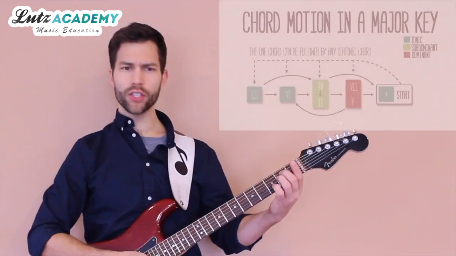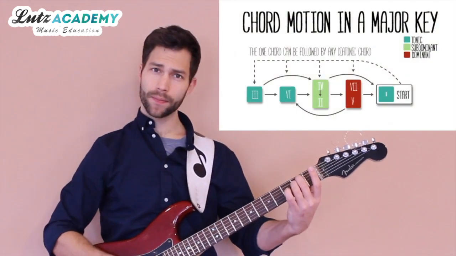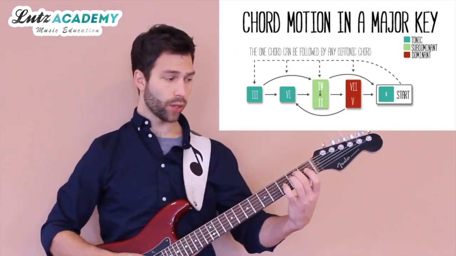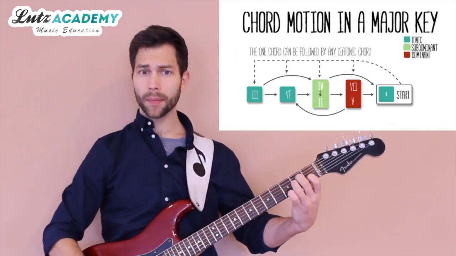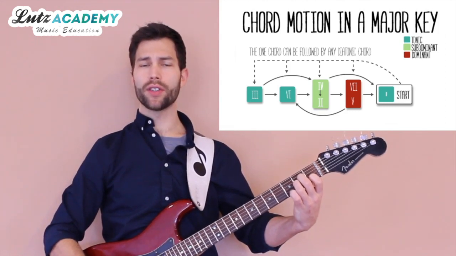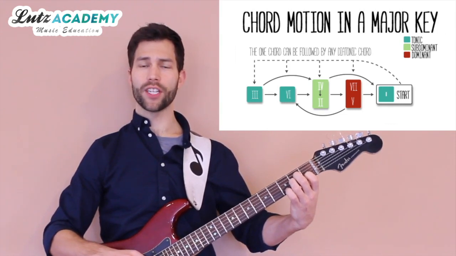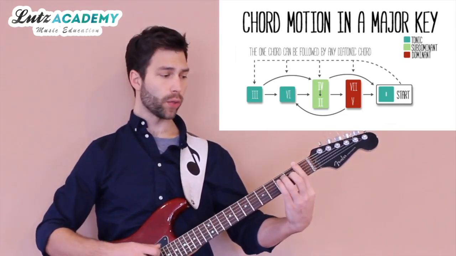Let's play the 3 chord first. Play it with me. E minor, and then next we go to the 6th chord, A minor, and let's go to the numbers only on the top for the moment. So for subdominant, we're going to go to the 4 chord, F major.